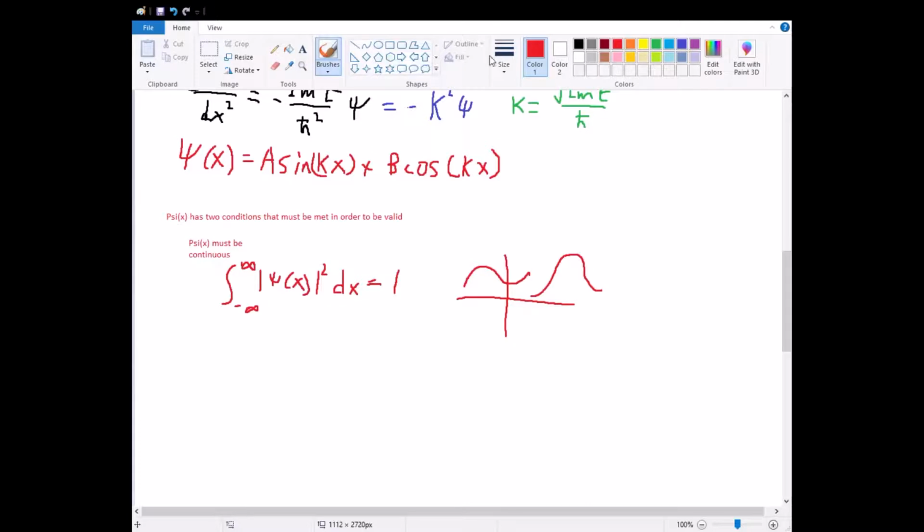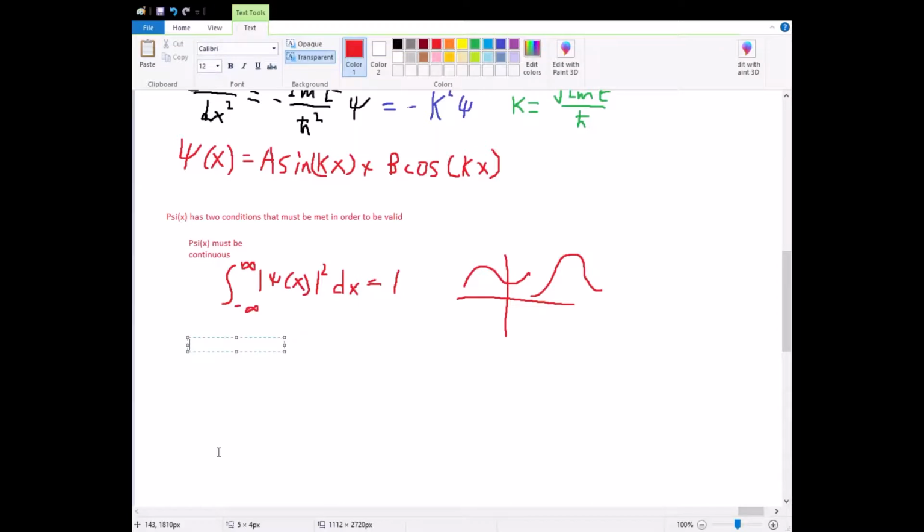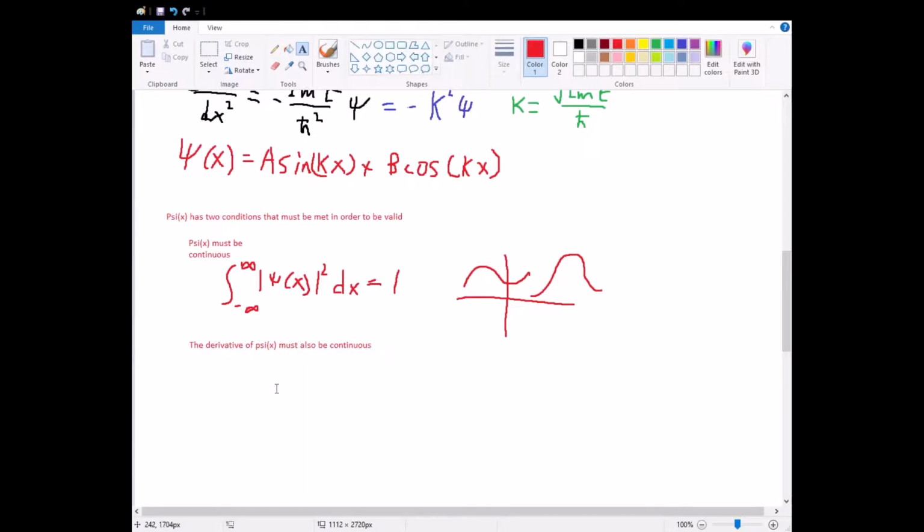The second condition, let's go back to the alphabet, is that the derivative of psi of x must also be continuous. Now, this second statement we can't exactly prove currently. We will prove it later, but for now, we will do the thing that we've always done so far, which is to take Griffiths' word that this is true. So now, let's apply these two rules onto our wave function, which is A sine kx plus B cosine kx, and try to find A and B.